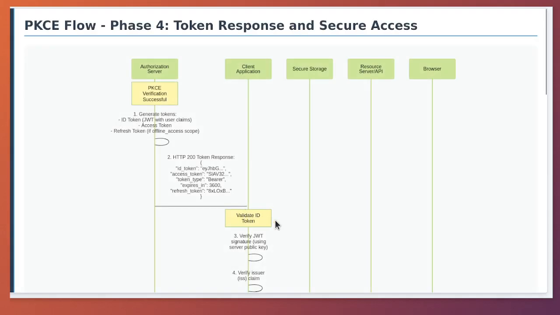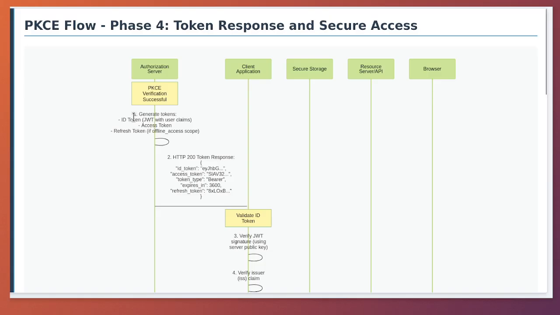PKCE flow. Token response and secure access. The final phase of the PKCE flow involves the authorization server issuing tokens after successful verification, and the client using these tokens to establish an authenticated session and access protected resources. This phase completes the authentication flow and enables the client application to operate on behalf of the authenticated user.